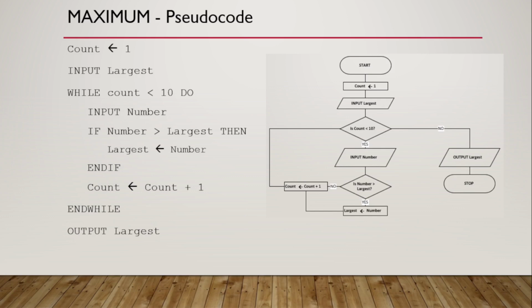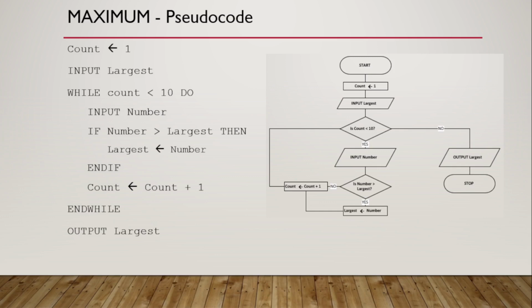Now first of all, we initialize the count variable to 1 and we get an input and store that input in the largest variable. And next, we begin our loop with a condition that the count must be less than 10.